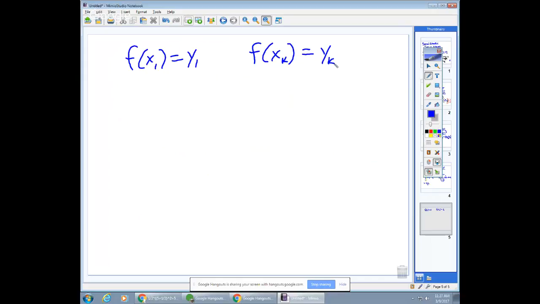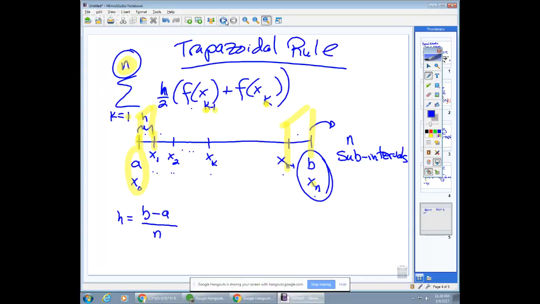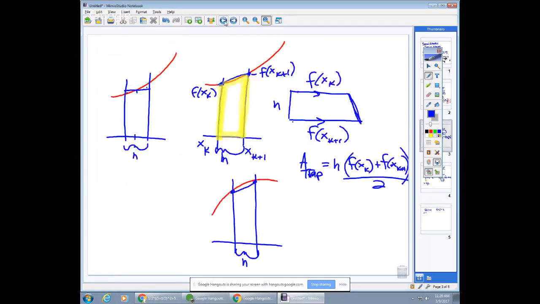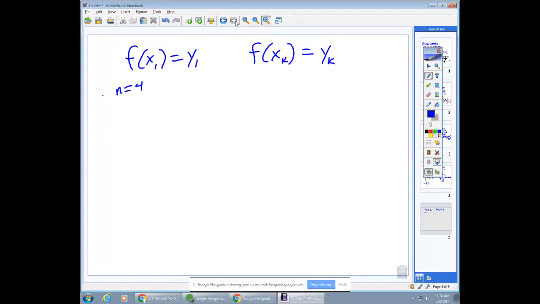If I do this for 4 subintervals like the previous problem, then what I'm going to have is that h over 2, or h over n. So let's say n is equal to 4. Every single one of them is going to have this same h over 2 in it. So I'm just going to pull that out because that's constant. So I have my h over 2 here.